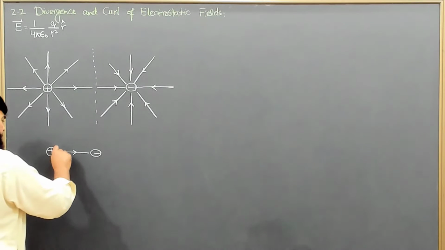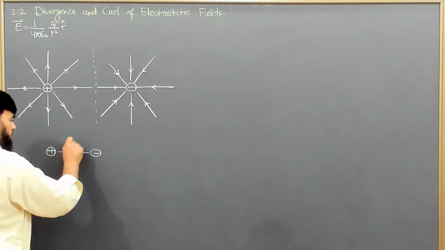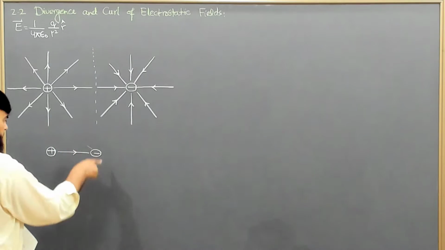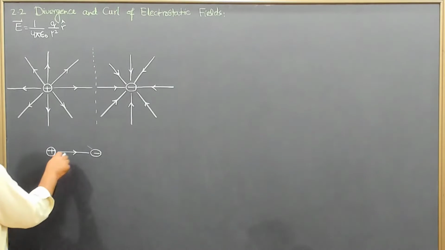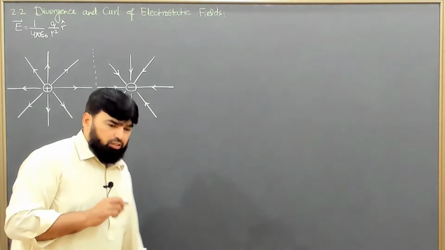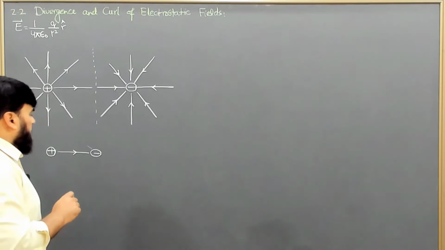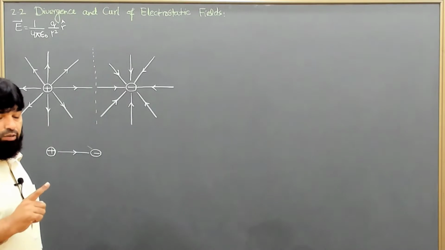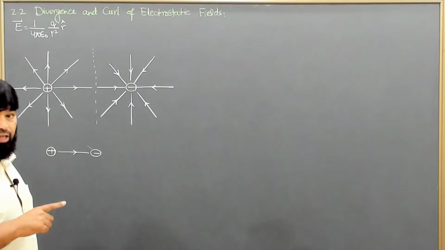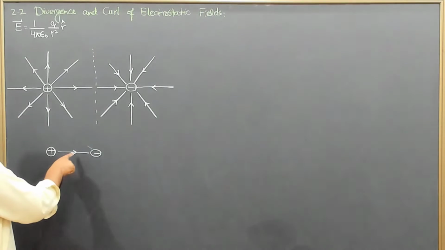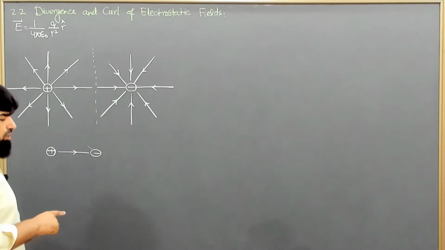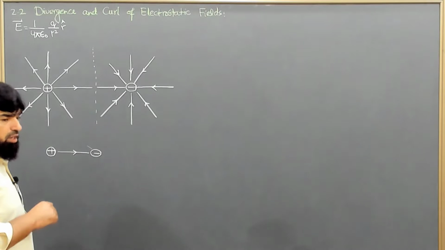Another line will go from here to here, and as this is an electric dipole, whenever two charges are in interaction, their field lines will never be in the form of a straight line. They will be curled. So if I look at this line, we say that its curl is infinitely small.